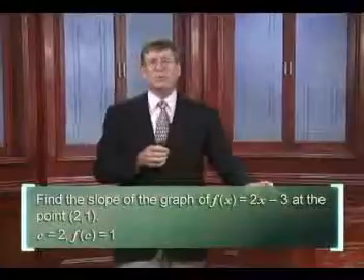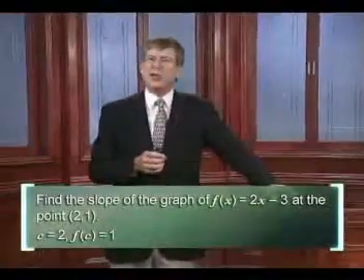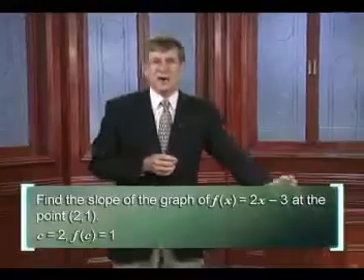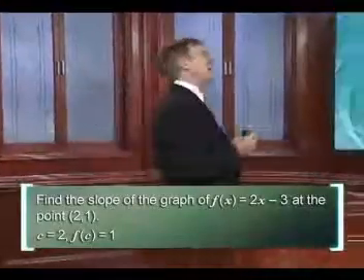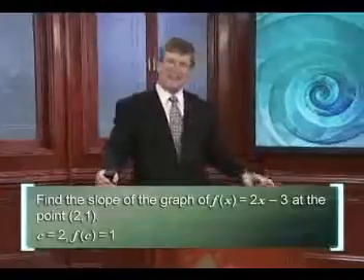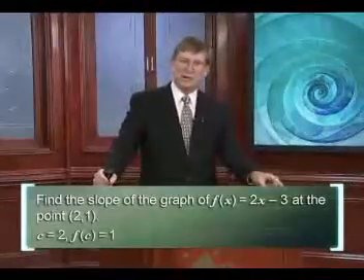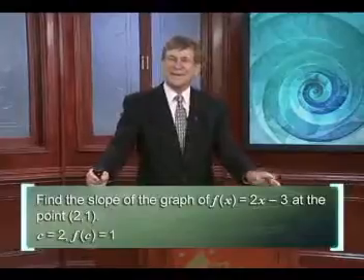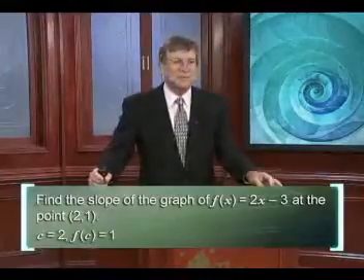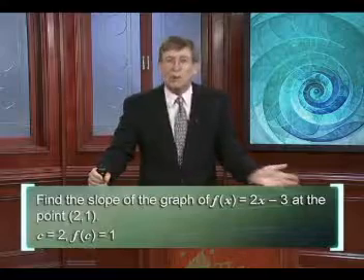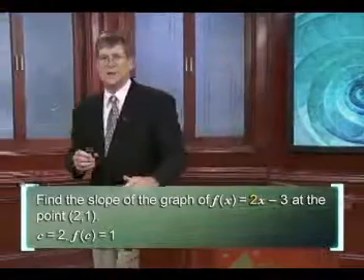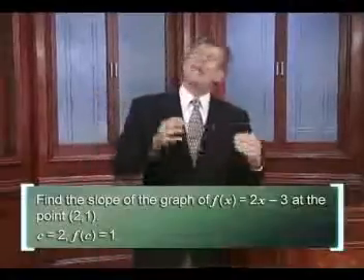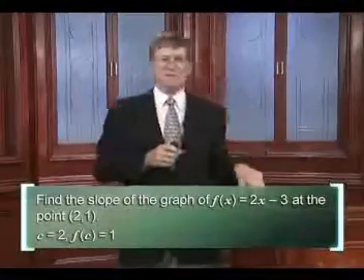Let's find the slope of the graph of f of x equals 2x minus 3 at the point, say, (2, 1), which is on the graph. Well, what's the obvious answer here? If you want to know the slope of that function, what's the answer? It's a straight line. 2x minus 3 is a straight line. Its slope is 2, because that's the coefficient of x. So I know what the answer is supposed to be here. But now I just want to test ourselves on using the definition.